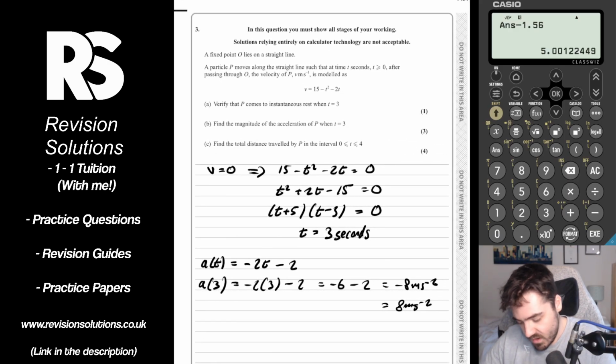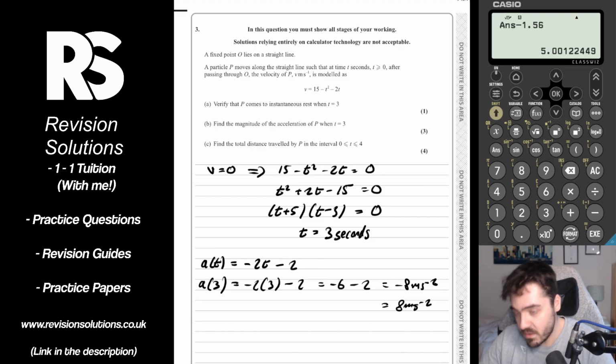There we go. Right, final part then. Find the total distance traveled by P in the interval from 0 to 4. Okay, so we can find the distance as the area under the graph, but we have to just be careful because if it changes direction at all, then displacement isn't going to be the same as distance traveled. Because if we change direction, the distance is going to cancel out, because displacement just cares about if I go forwards and backwards they cancel out, but distance doesn't care about that.